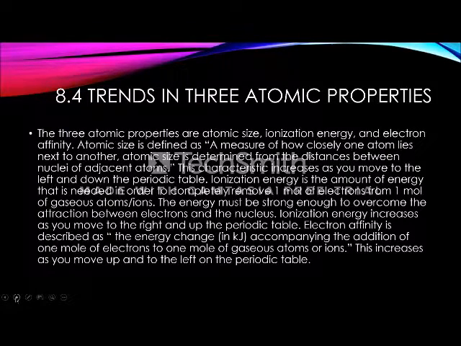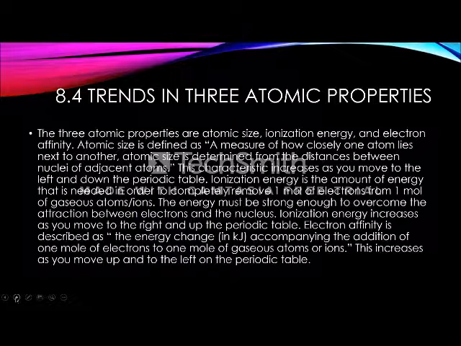Section 8.4, Trends in 3 Atomic Properties. The 3 atomic properties are atomic size, ionization energy, and electron affinity. Atomic size is defined as a measure of how closely one atom lies next to another. Atomic size is determined from the distances between nuclei of adjacent atoms. This characteristic increases as you move to the left and down the periodic table.